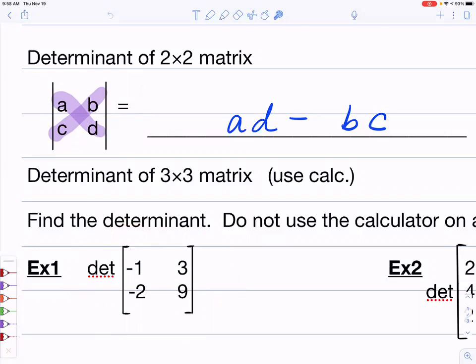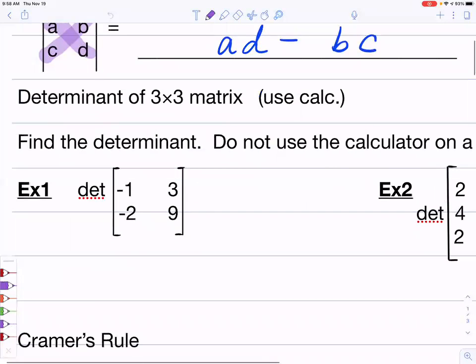So the determinant of a 2 by 2, I'm always going to make you do this one analytically, by hand. Always, always, always, because it's easy by hand. But the 3 by 3, I'm always going to let you use the calculator on that one. So we'll go ahead and follow the instructions here. Basically, you want to multiply the diagonals and subtract.